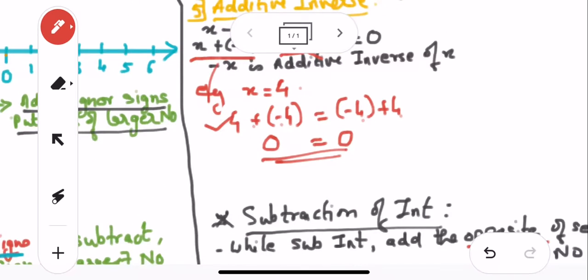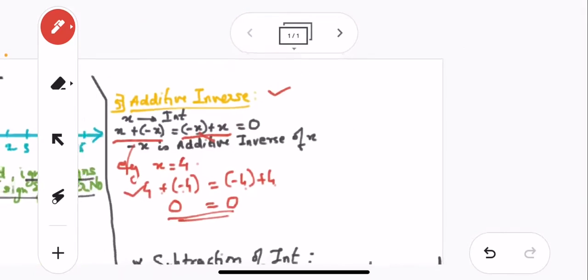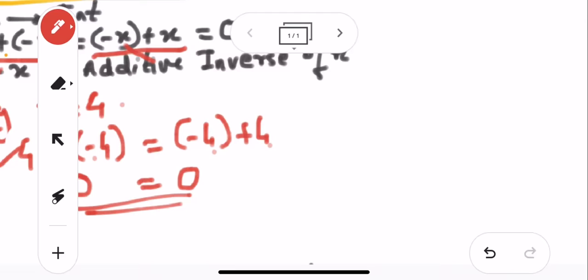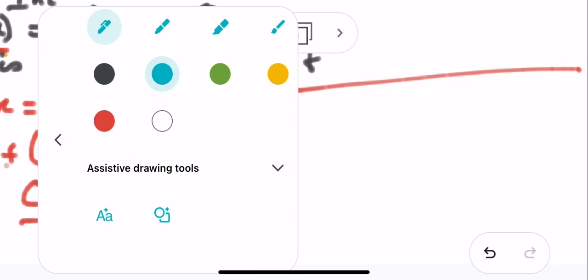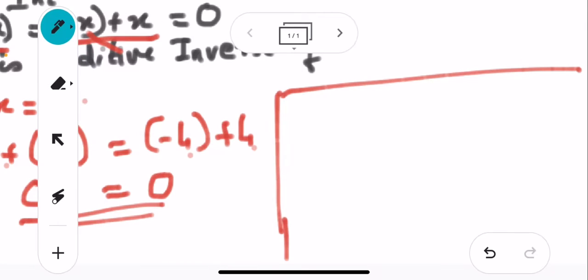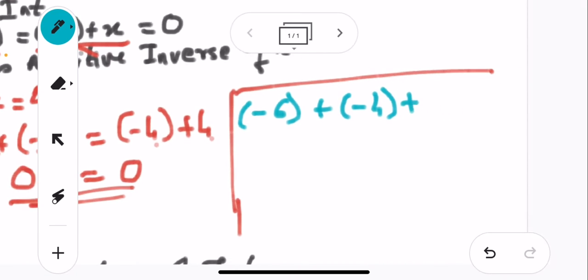So here, let me take one example from your textbook to solve. Here suppose we take minus 6 plus minus 4 plus 7 plus minus 1 plus 8.